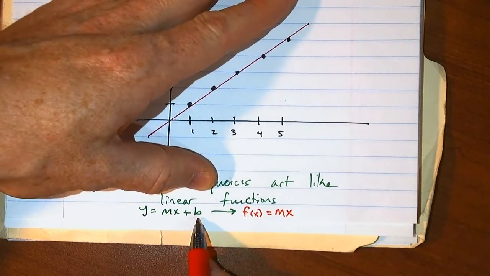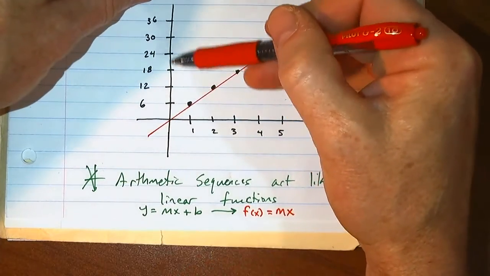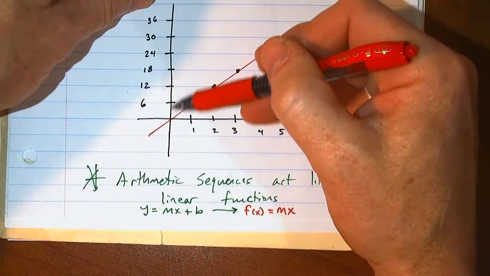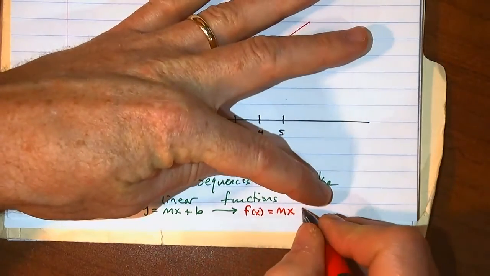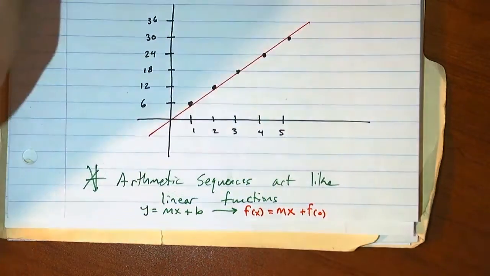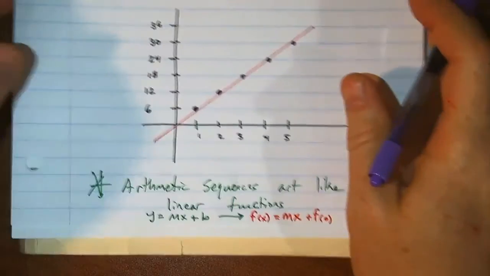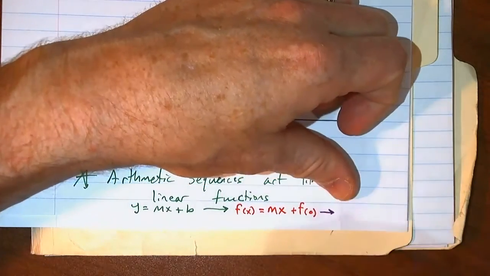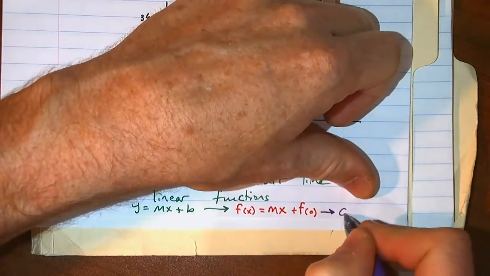What was b? b was the y-intercept. And the y-intercept happens when you plug in 0 for x, right? That's something we've learned about every single function. Always, the y-intercept is what you get when you plug in 0 for x. So if we use function notation, the y-intercept would be f of 0. That would be function notation. Okay, but now let's take this into sequence notation. If it's sequence notation, we're not going to use f of x, we're not going to use y, we're going to use a sub n.